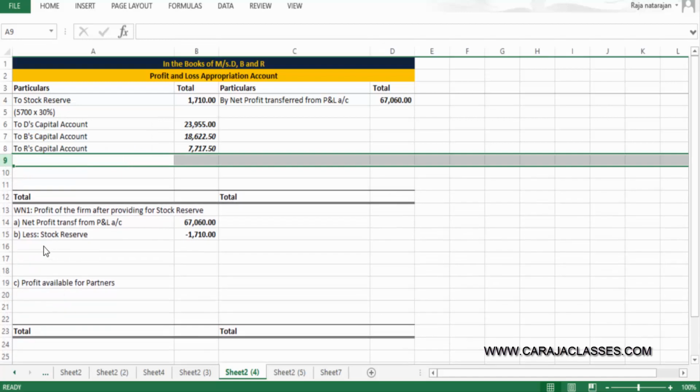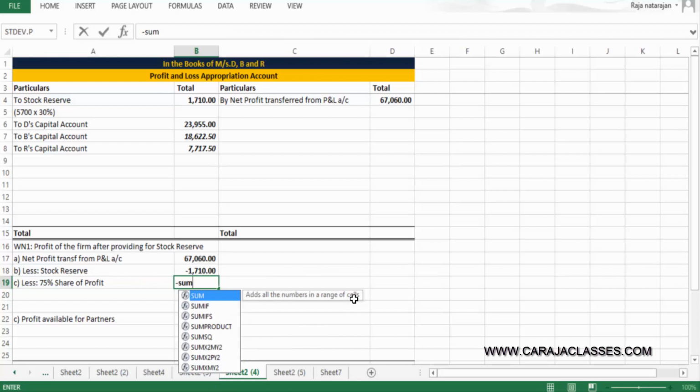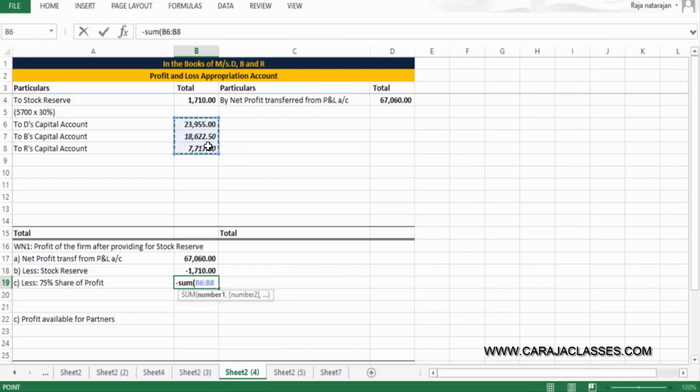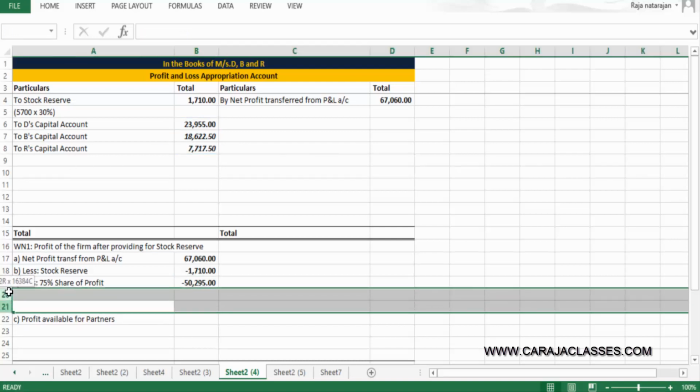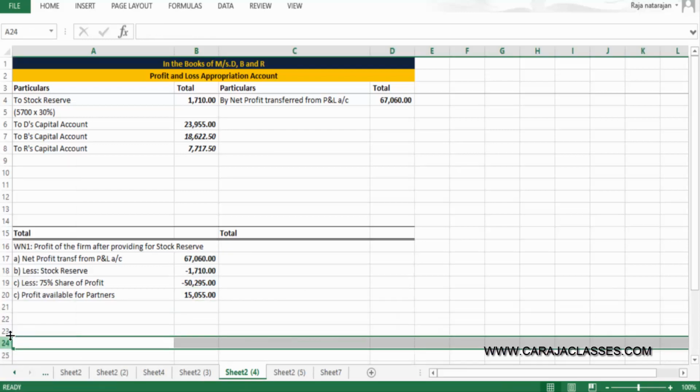Now let us find out what is the profit available for distribution. How? Already I've captured the profit, I've deducted the stock reserve. Let me deduct less 75% share of profit, so probably the sum of these three. So that is also deducted. Now we have the profit available for partners. Let me see how much it is. It is only 15,055. Now this 15,055 has got to be distributed to all three partners.